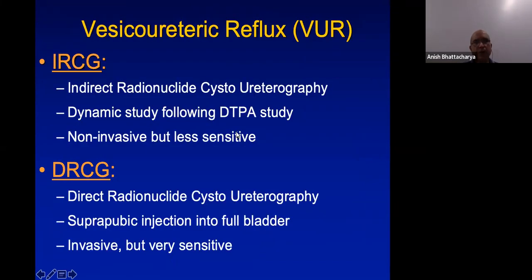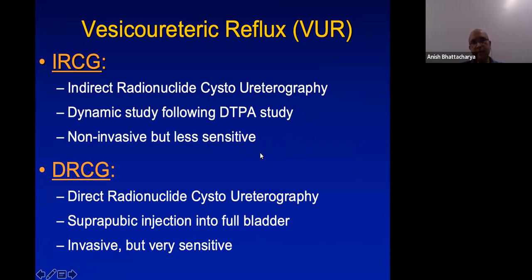disease. Now, evaluation of vesicoureteral reflux, this can be done either indirectly or directly. So talking about both, indirect radionuclide cystourography or IRCG is usually done as a dynamic study following a DTPA or an EC scan, provided there is no obstruction. You wait till the kidneys have cleared out, all the tracer is collected in the bladder, and then you ask the patient to void while standing in front of the gamma camera. So any tracer going up into the ureter would indicate a reflux.